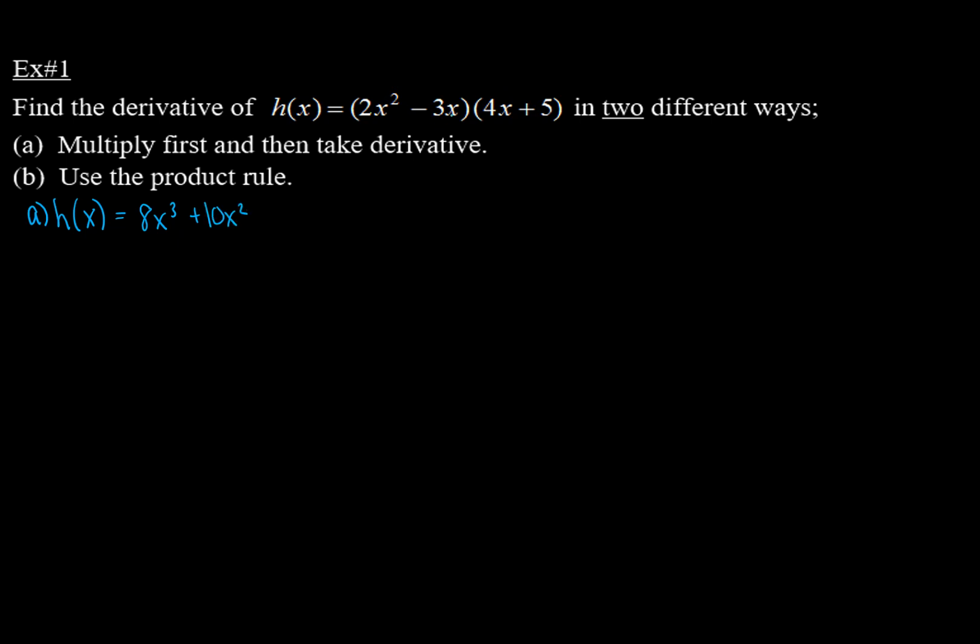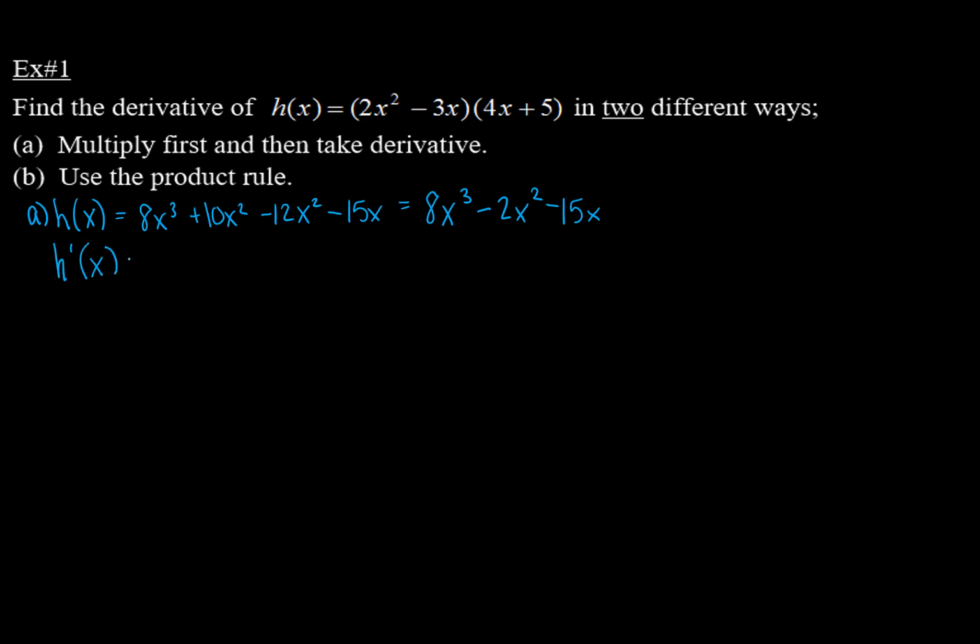Now I'm going to multiply out the negative 3x. So negative 3x by 4x will give me negative 12x squared, and negative 3x times positive 5 will give me negative 15x. If I simplify that, I'm going to end up with 8x cubed minus 2x squared minus 15x.